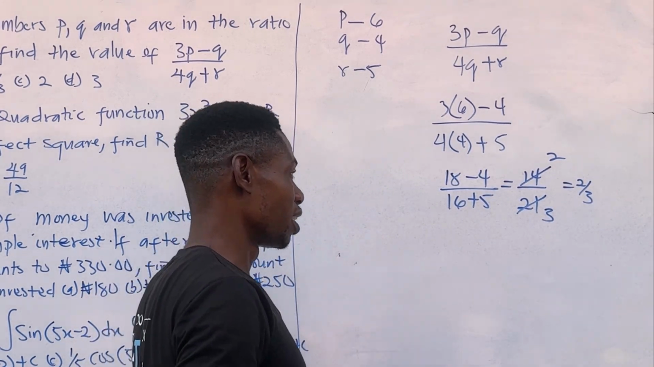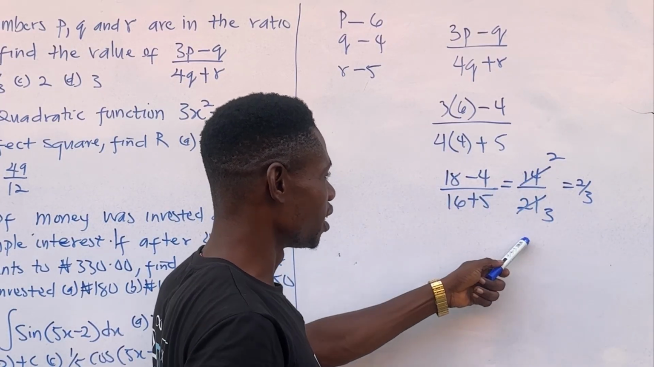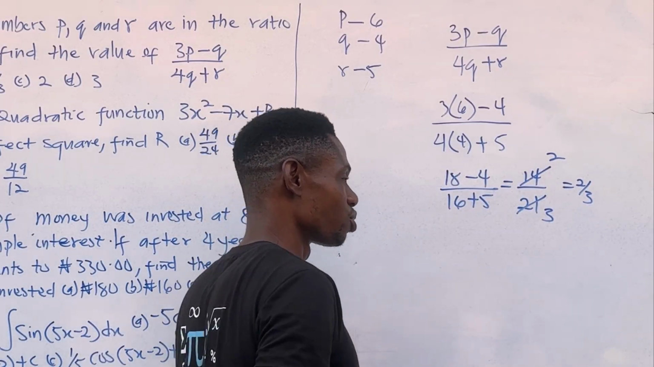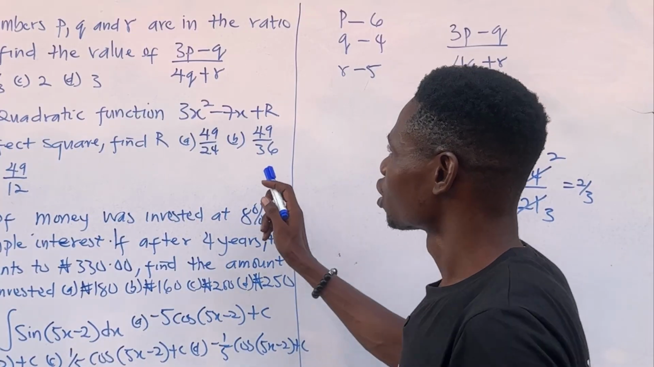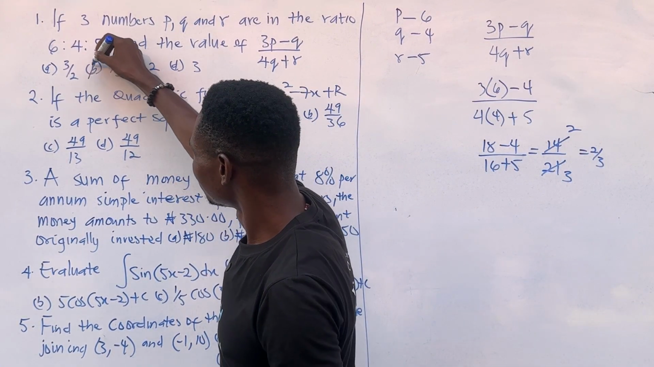Now for exam's sake, don't start cancelling and waiting to write the answer. Once you have seen the green light, you pick your answer. So let's check for our answer. For number 1, our answer is 2 over 3. So that will be option B.